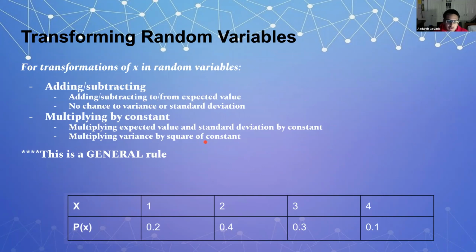So if you want to add or subtract from a random variable, you do the same thing to the expected value, but you do nothing to the variance or the standard deviation. It stays the same.